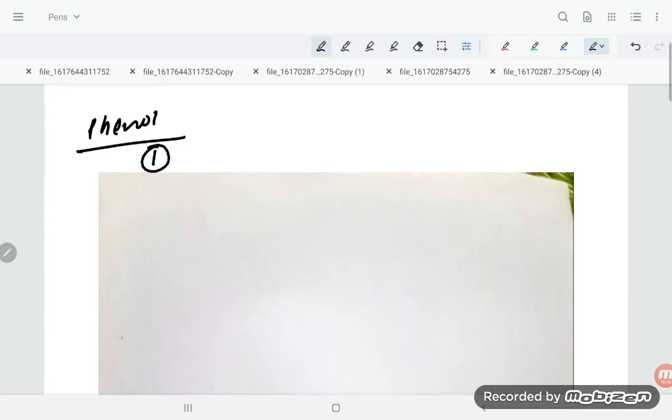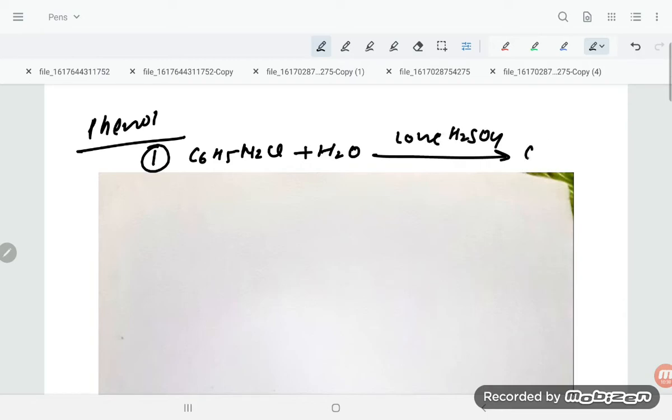The first method: we have C6H5N2Cl, and you are treating it with H2O and concentrated H2SO4. It will give, student, C6H5OH. This is the first. Now the second one is the alkali fusion of benzene sulfonates.